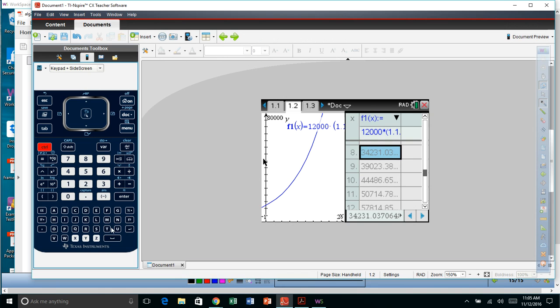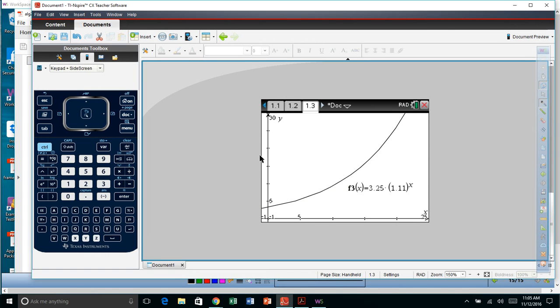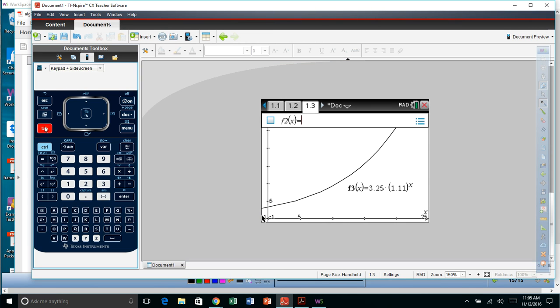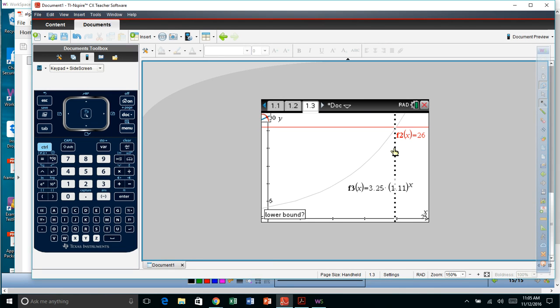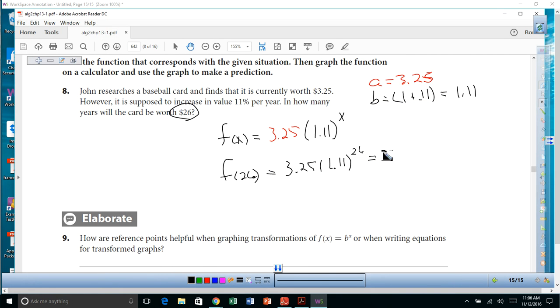Let's see, Control T. And I graphed it, and there it is, 3.25. And I want to know when it's worth $26. So I'm going to press Tab, 26, enter. I'm going to find that intersection, menu, 6, 4, and it will be worth that in 19.9 years. That's a little while to wait.